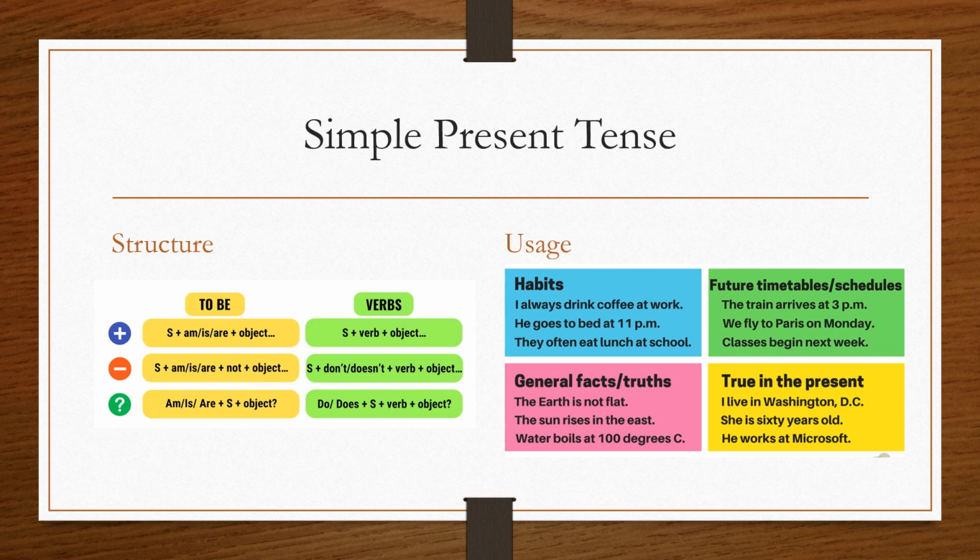So we can use simple present for habits. I always drink coffee at work. General facts. The earth is not flat. No discussion about that. Future timetables. The train arrives at 3 p.m. Or something that is true in the present. I live in Washington, D.C. So we have some examples here and also the different usages. So when we speak, we have to put this into practice without forgetting with he, she, or it the s at the end of the verb.